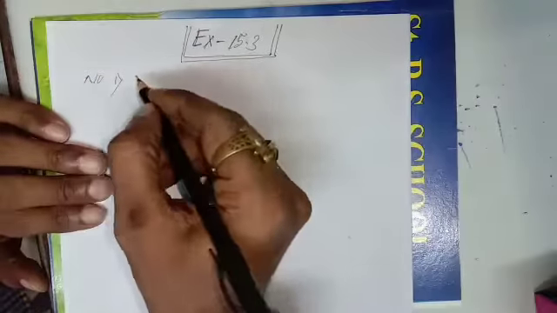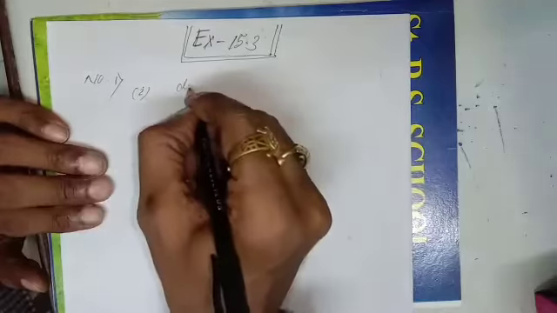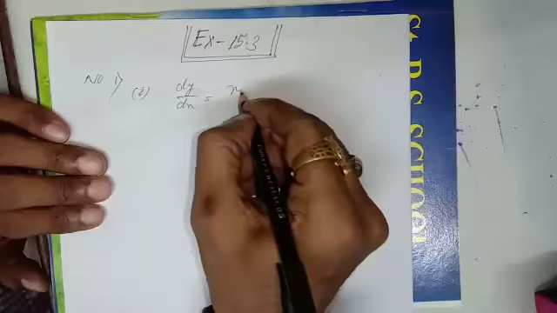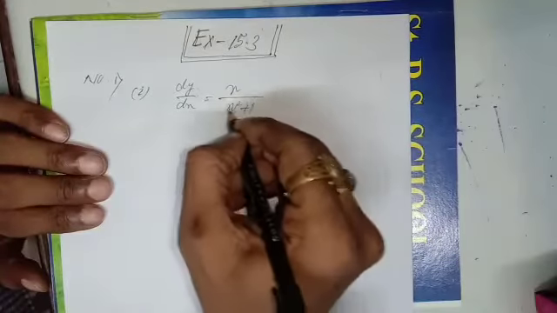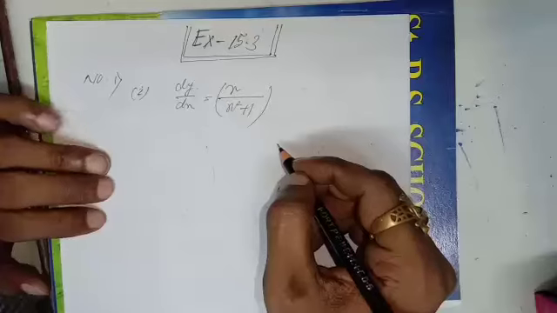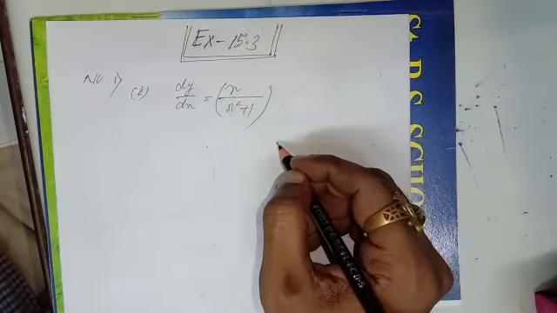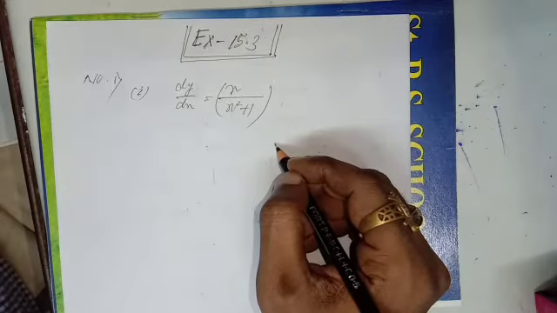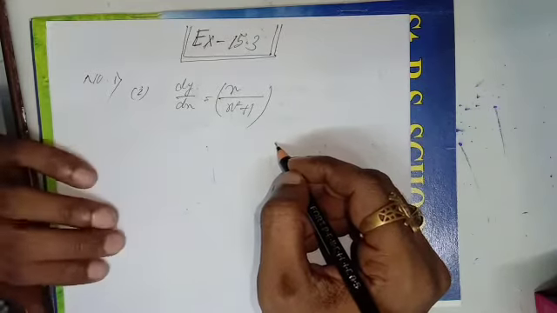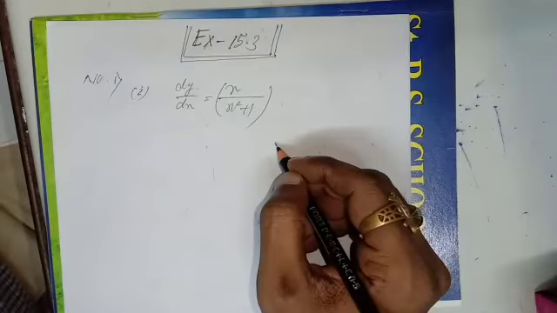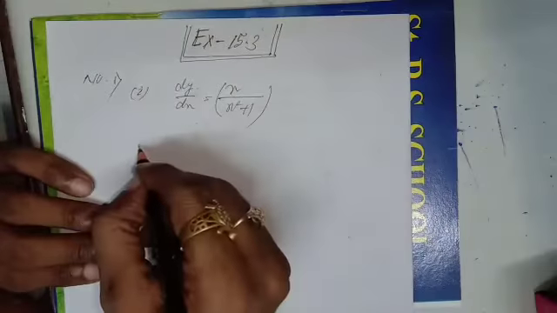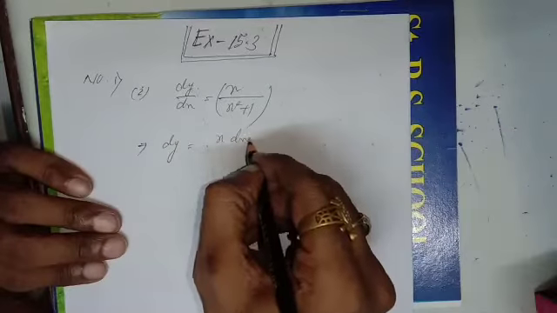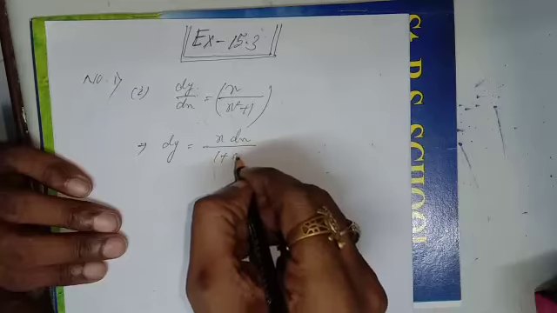Question number 1, first part. It is given dy by dx is equal to x by x square plus 1. This is given and you have to solve. First of all, you have to separate the variables. So dy is equal to x dx by 1 plus x square.